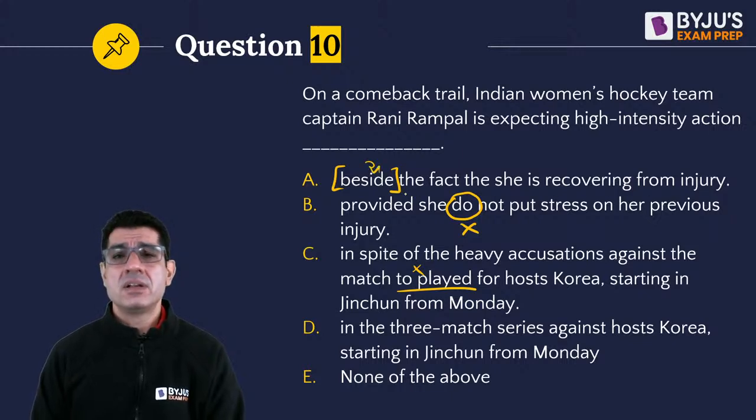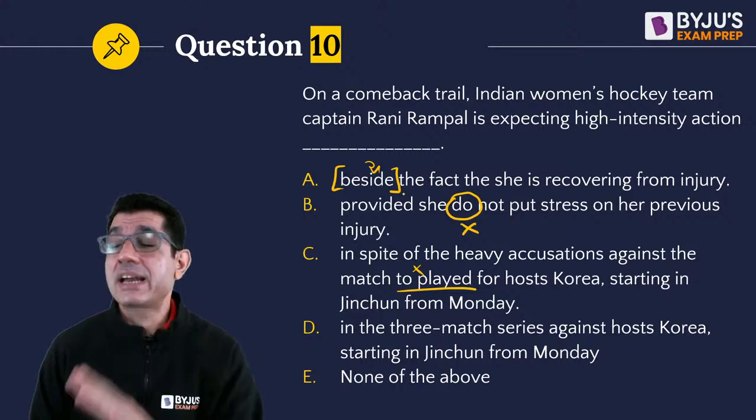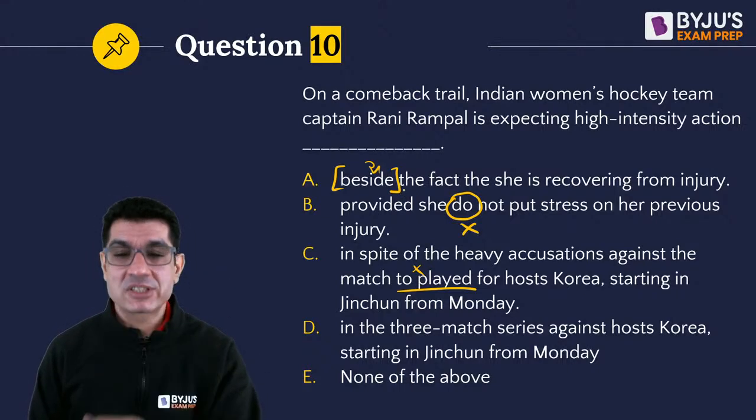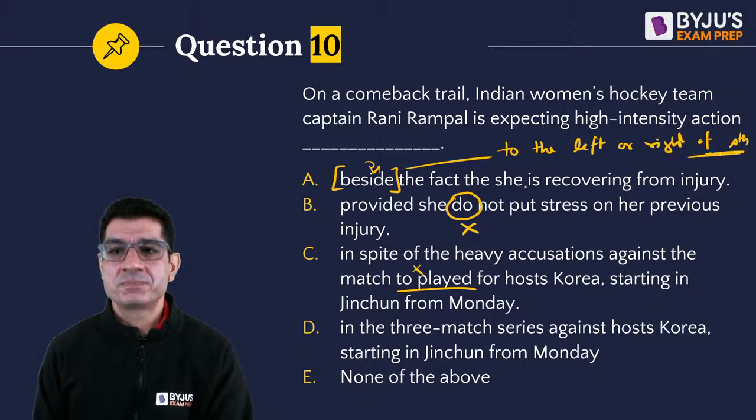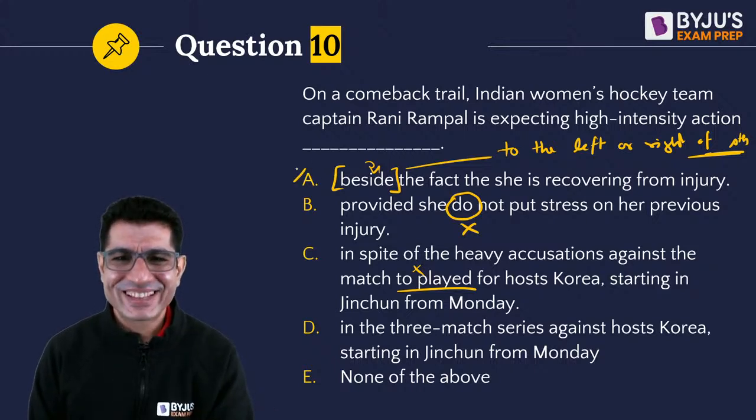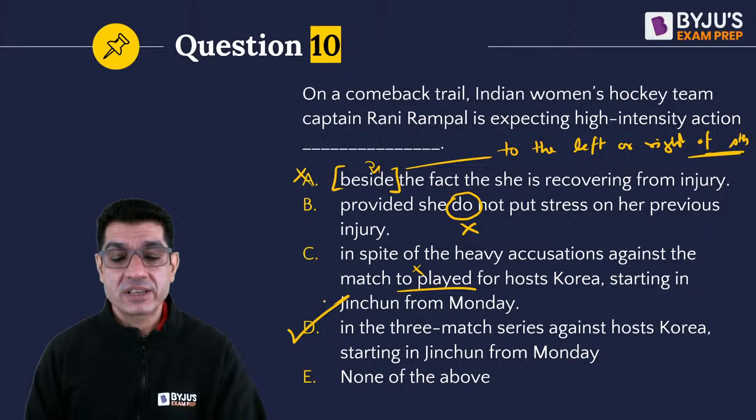Sorry, beside is not in addition to. Why am I making this mistake? Beside basically means next to, to the left or right of something. So this makes no sense here and can be ruled out. So the best answer choice is option D. Here is the next one.